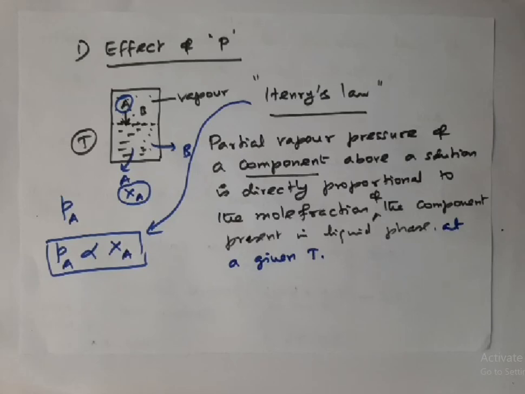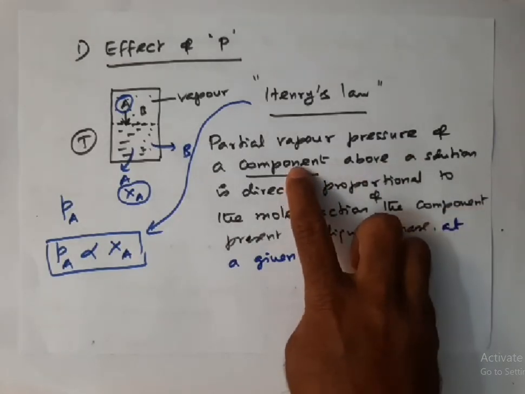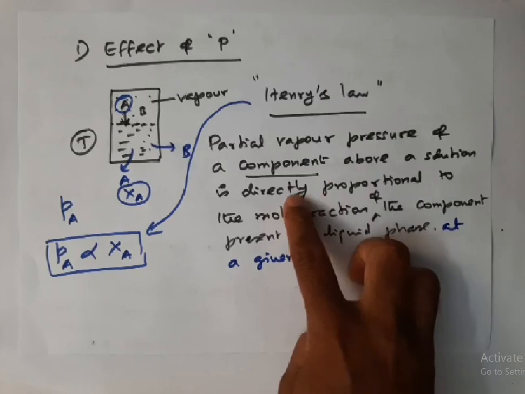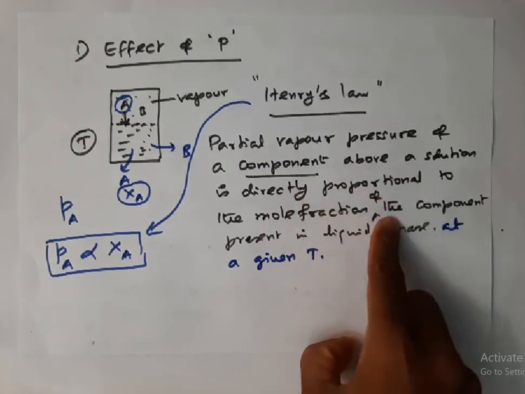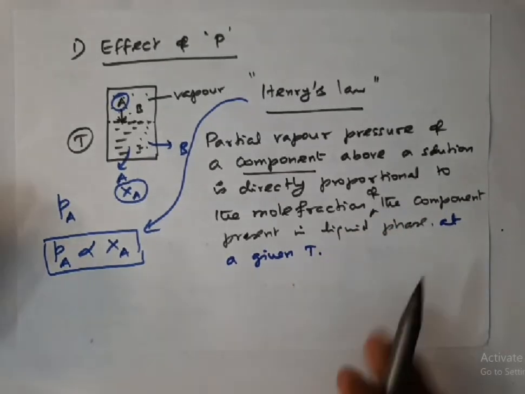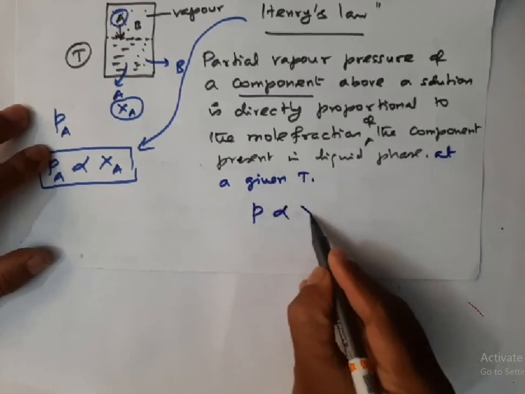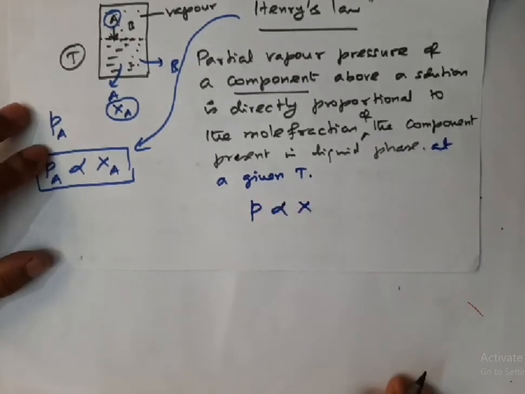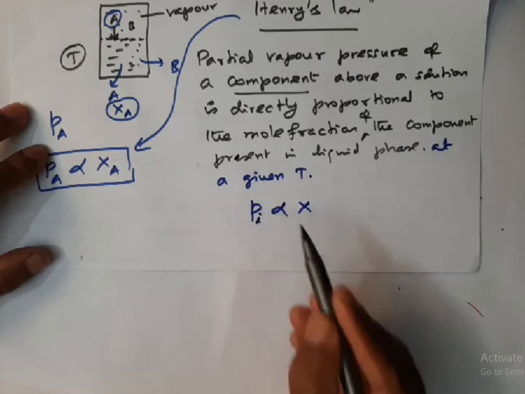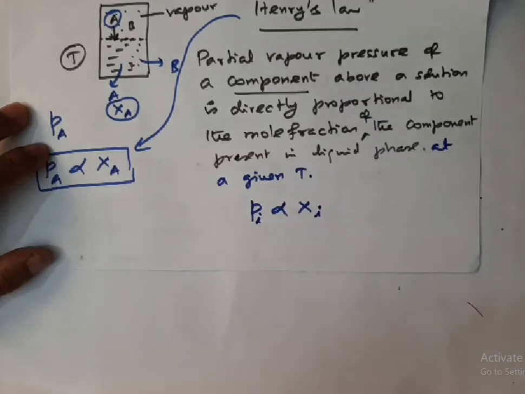According to Henry's law, the partial vapor pressure of a component, which may be A or B or C, whatever it is, above a solution is directly proportional to the mole fraction of that component present in the liquid phase at a given temperature T. In general, we write simply: the partial vapor pressure of the ith component is directly proportional to the mole fraction of the ith component present in the solution.